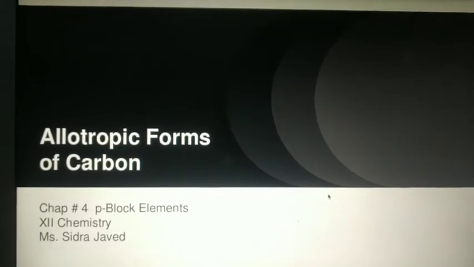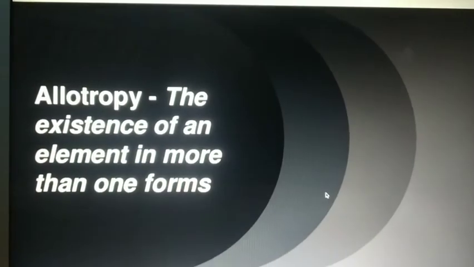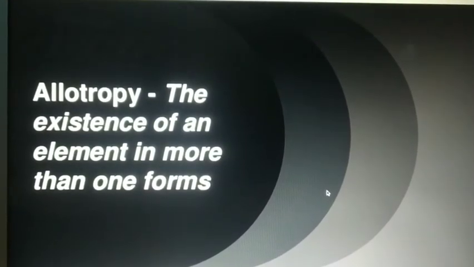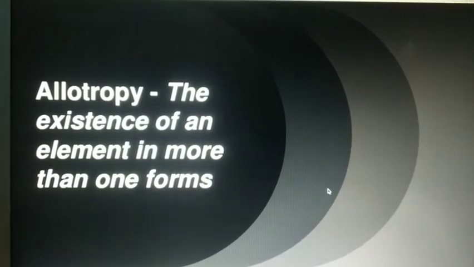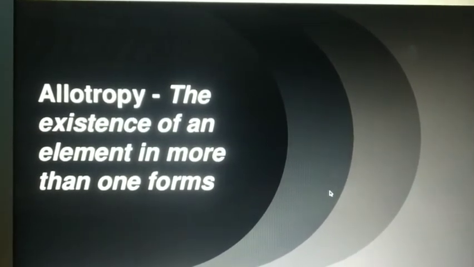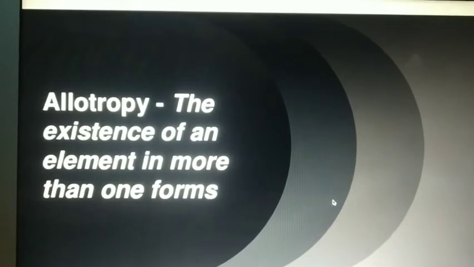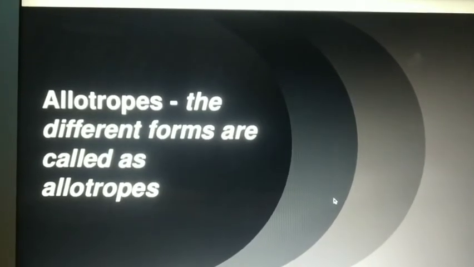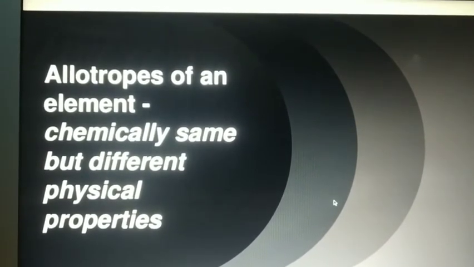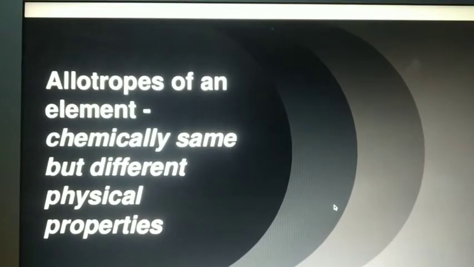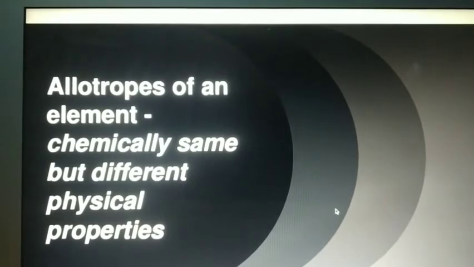Let's study the allotropic forms of carbon. So what is this allotropy? Allotropy means the existence of an element in more than one form. Means if an element is present in more than one form, we call it allotropy. The various forms of an element which have similar chemical properties but different physical properties are called allotropes. Chemically same but different physical properties are called its allotropic forms. So allotropic forms are also called allotropes.